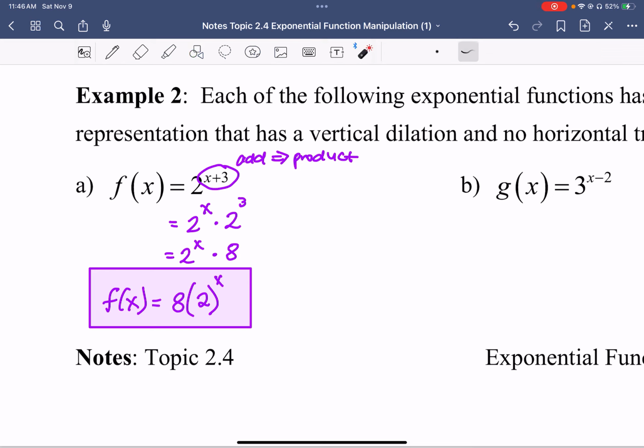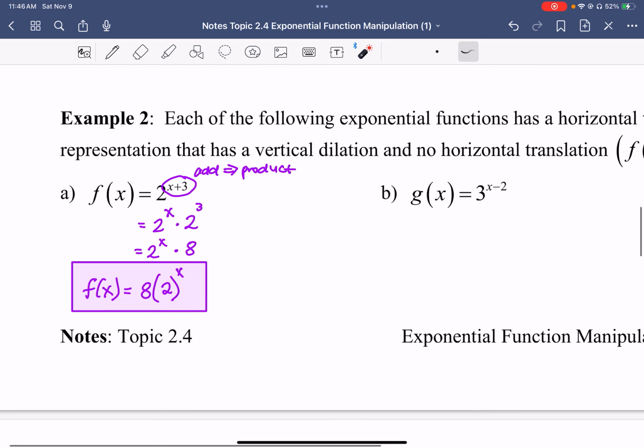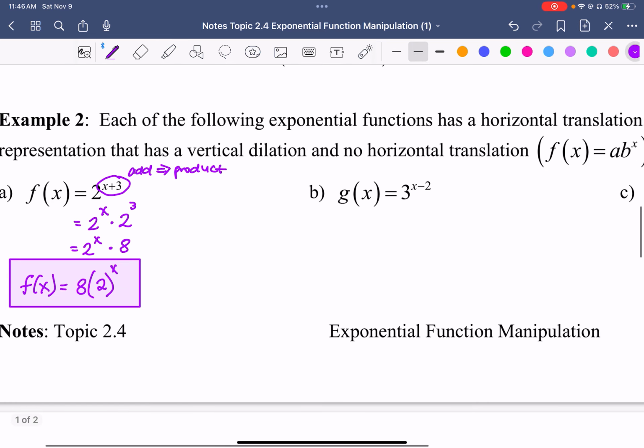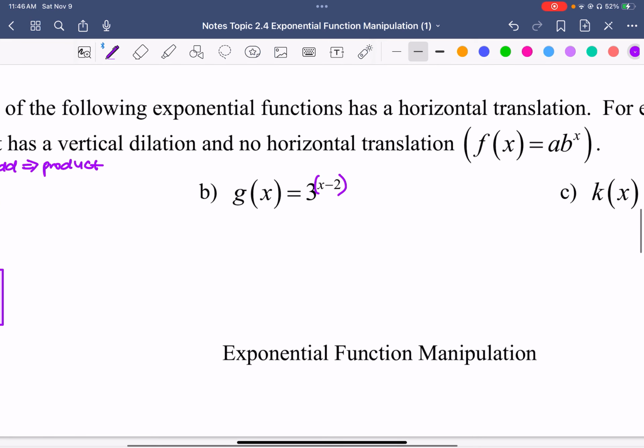This has a vertical dilation of 8. The base is 2. Okay, let's do B. So here we have the x minus 2. Even when it's subtraction, because this is technically x plus a negative 2, you still have addition. When you have addition, you're going to use the product property.